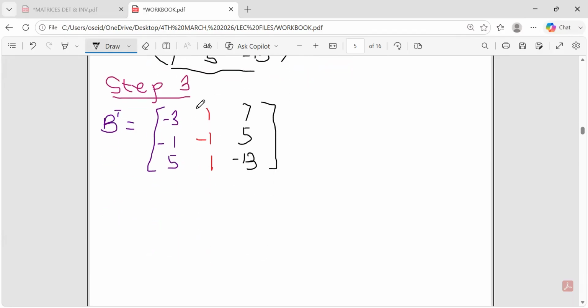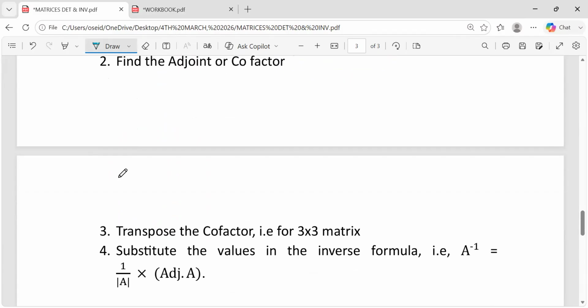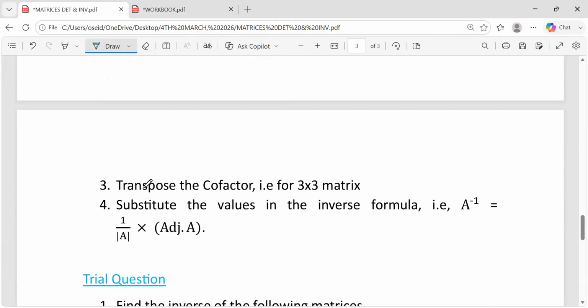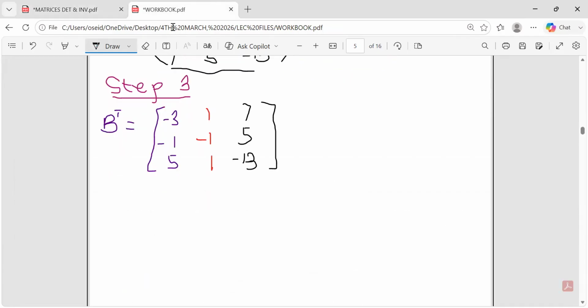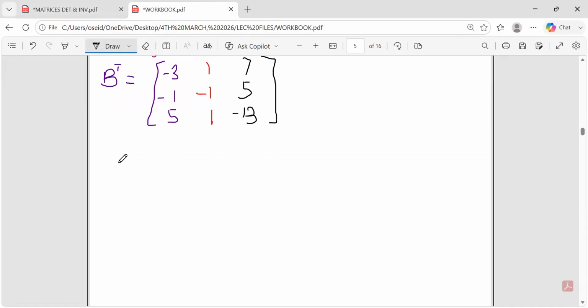So once we are done with the transpose, the next step says that what? We substitute the values into the inverse formula. So step 4.